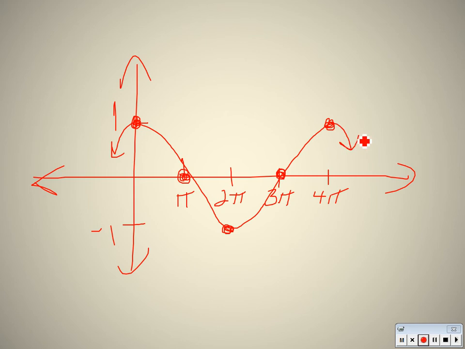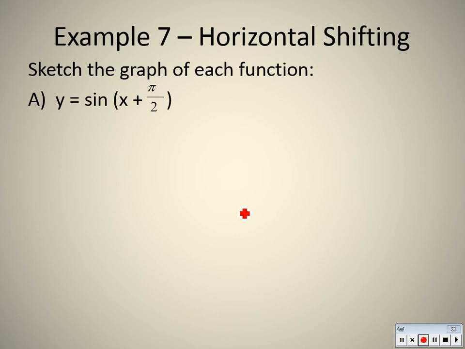So that's just some different things involved with the horizontal stretching and shrinking of the graph. The next example gets into some different things with shifting. So when you have this for part A, x plus pi over 2, remember adding shifts the graph to the left.